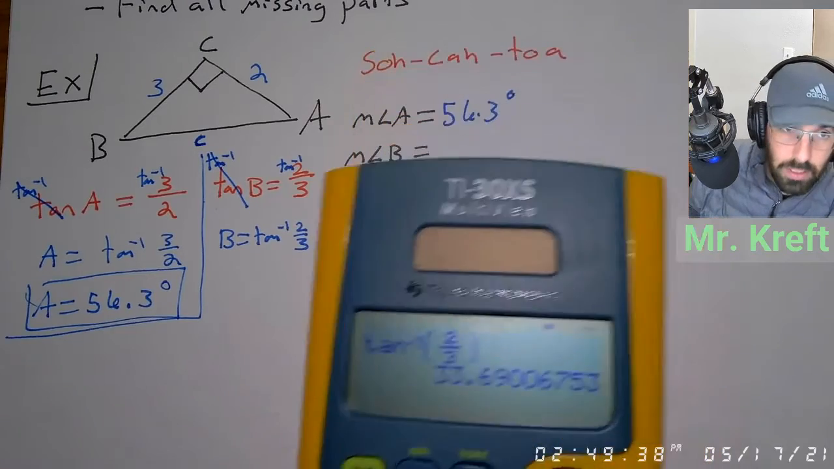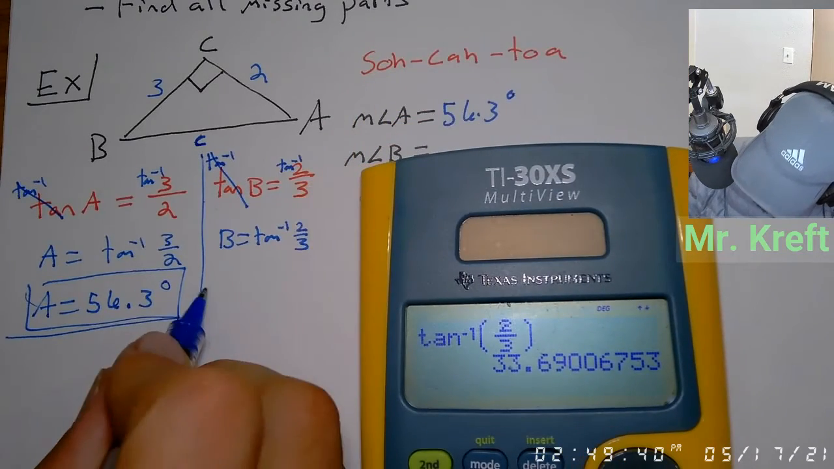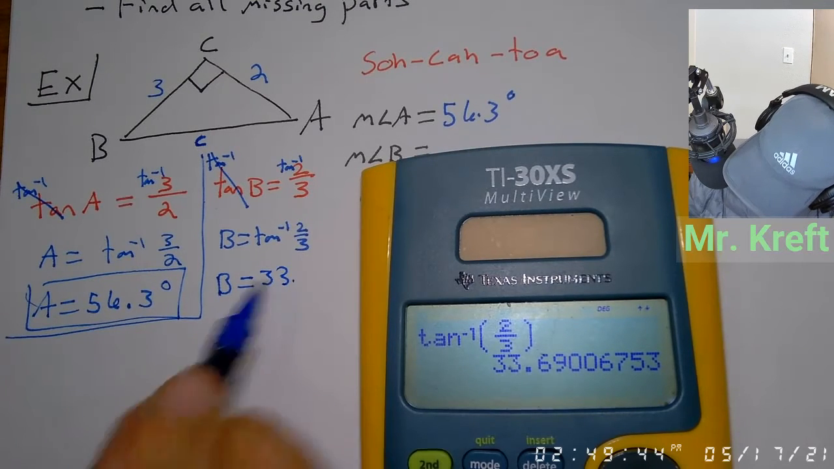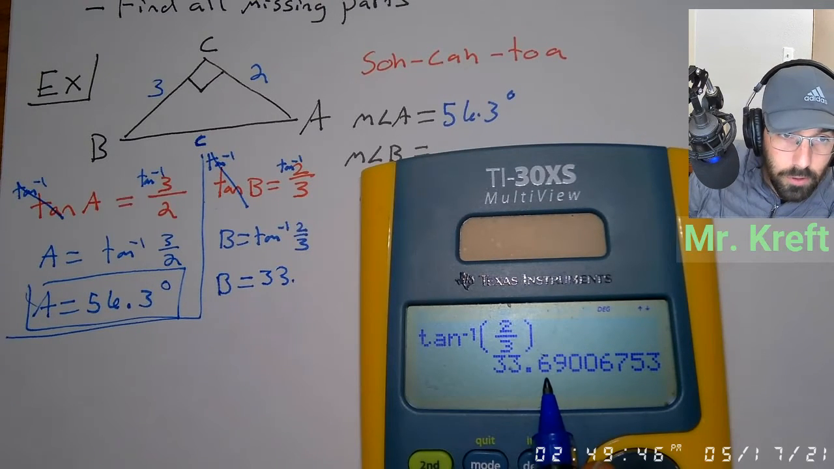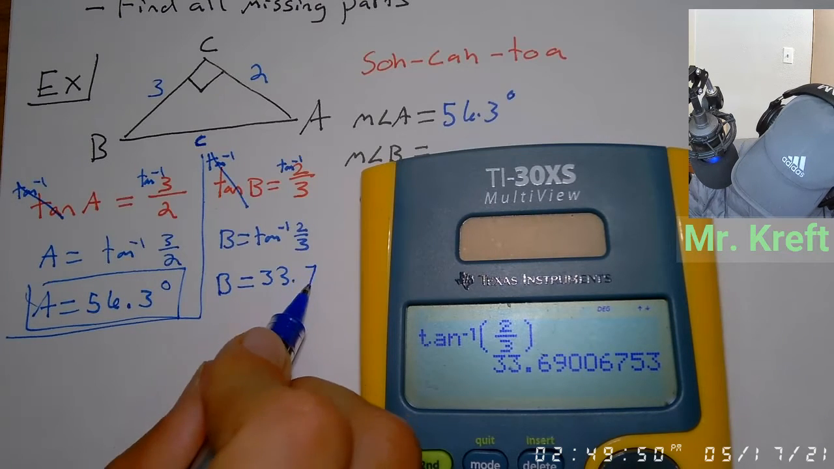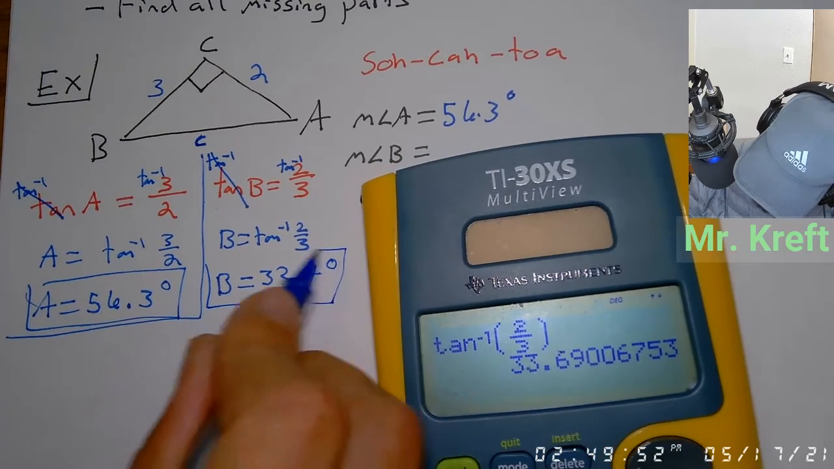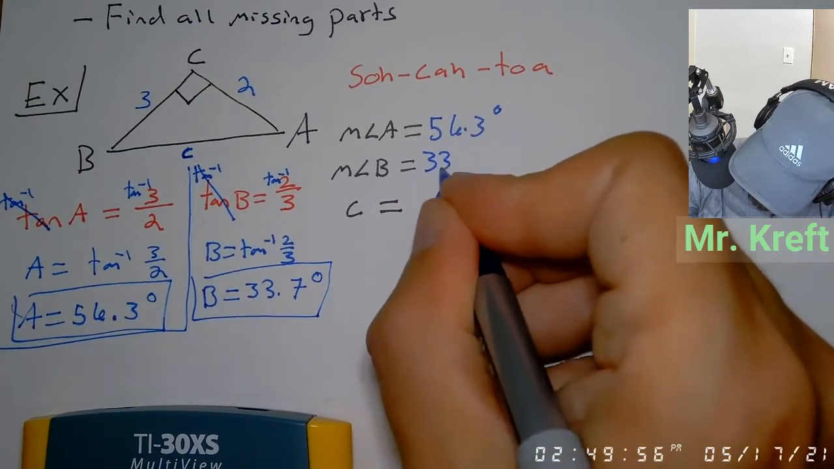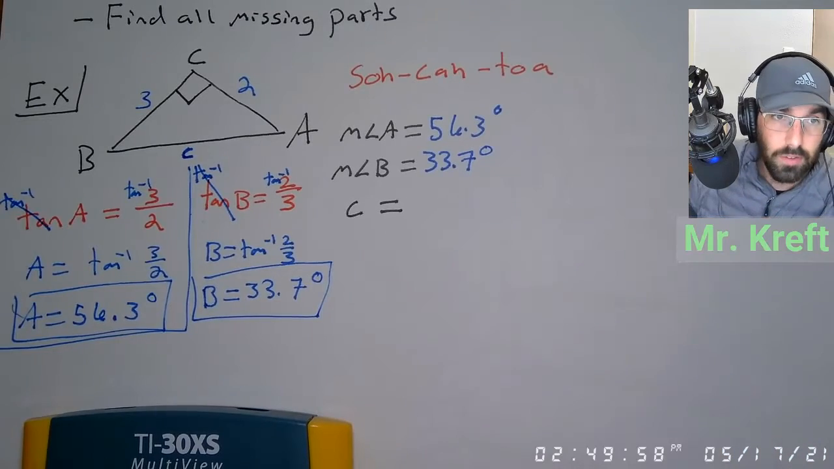All right, so I get angle B. Sorry, it's in the light there. Angle B is 33 point. Now I'm going to look at the first decimal to the right. It's 5 or higher, so I'm going to round up to 7, and I have to put degrees on it, right? So I'm going to have 33.7 degrees.